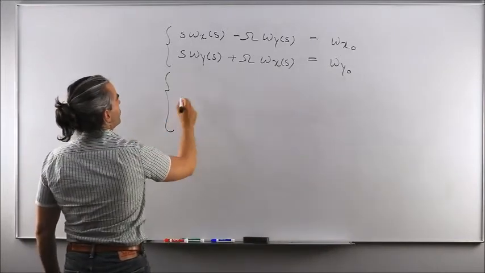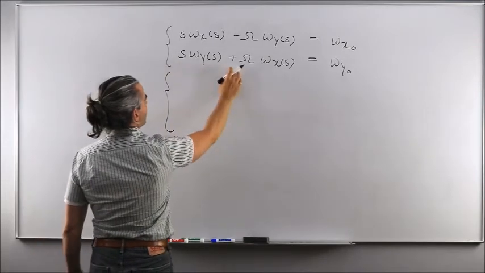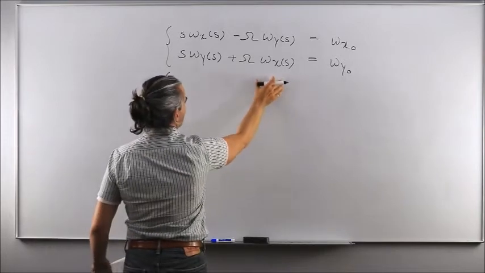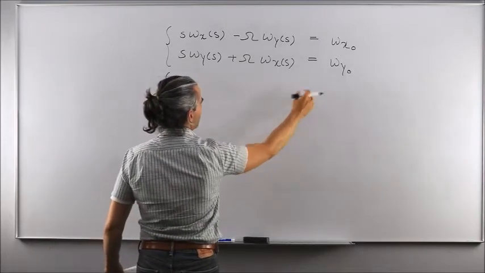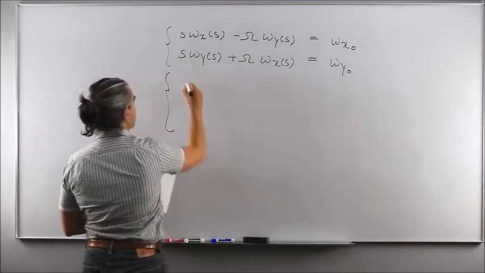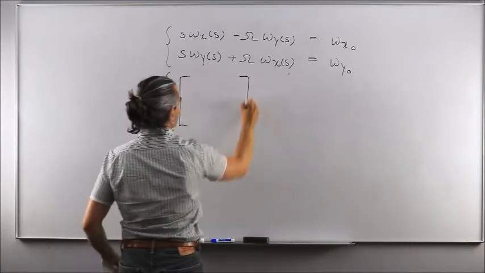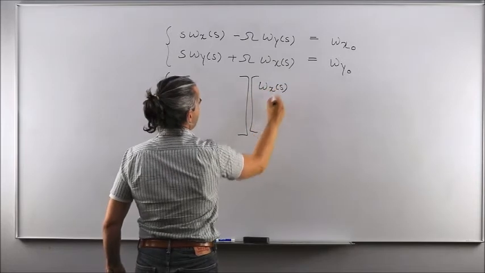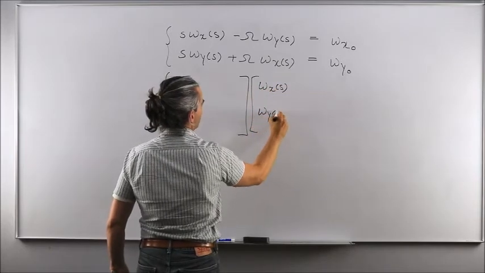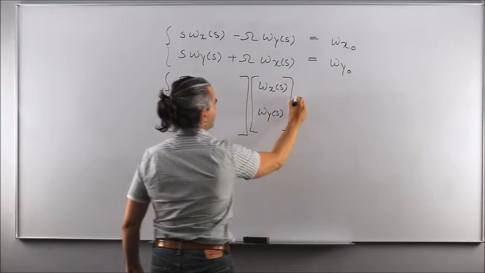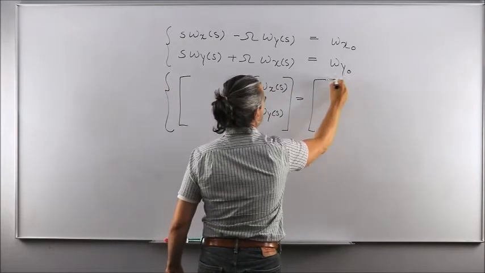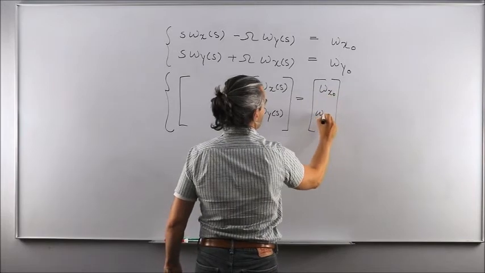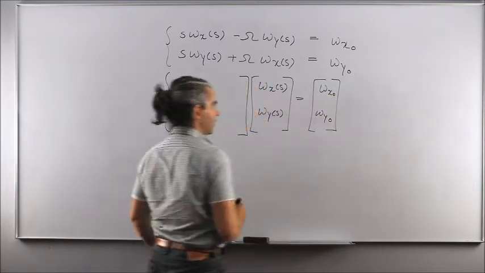So I'm going to group the S variables and the relative spin rate variables in the matrix times the dynamical variables here equal to the initial conditions on the other side. Right, so a 2 by 2 that will multiply omega x in the S domain, omega y in the S domain equal to a 2 by 1 with constant numbers representing the initial conditions on omega x and omega y.